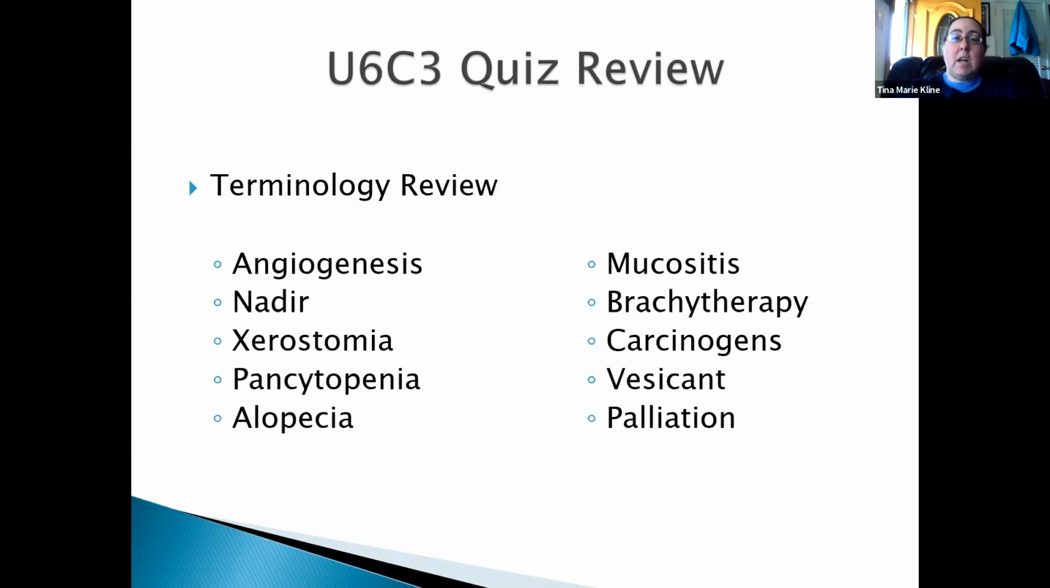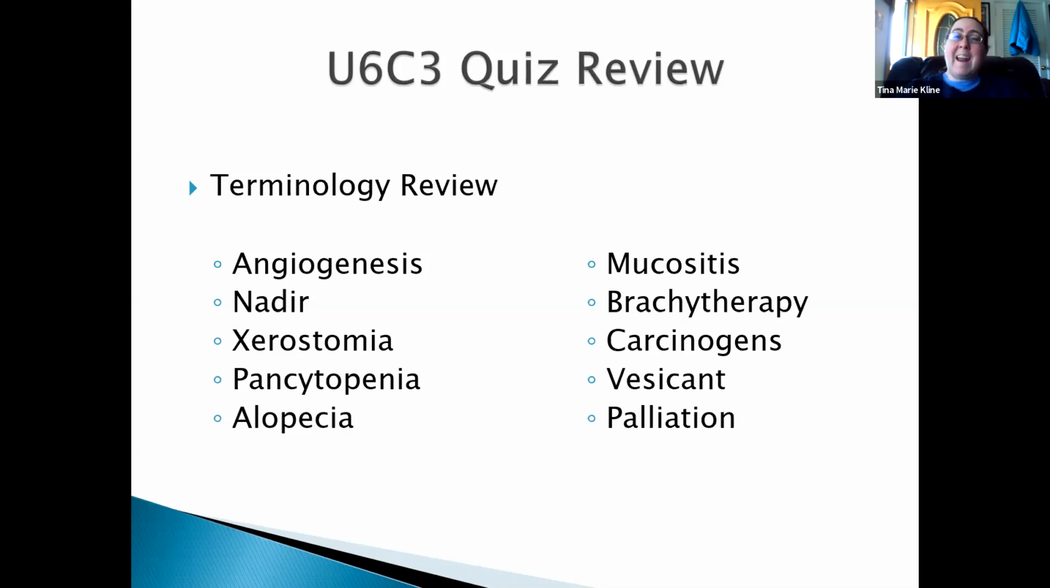Mucositis is inflammation of the oral cavity. We're going to talk about that, particularly in relation to chemotherapy. It would also apply if a patient's receiving radiation therapy to the head and neck area. This can make eating and drinking very difficult, very painful. So it affects their nutritional status. It affects their hydration status.